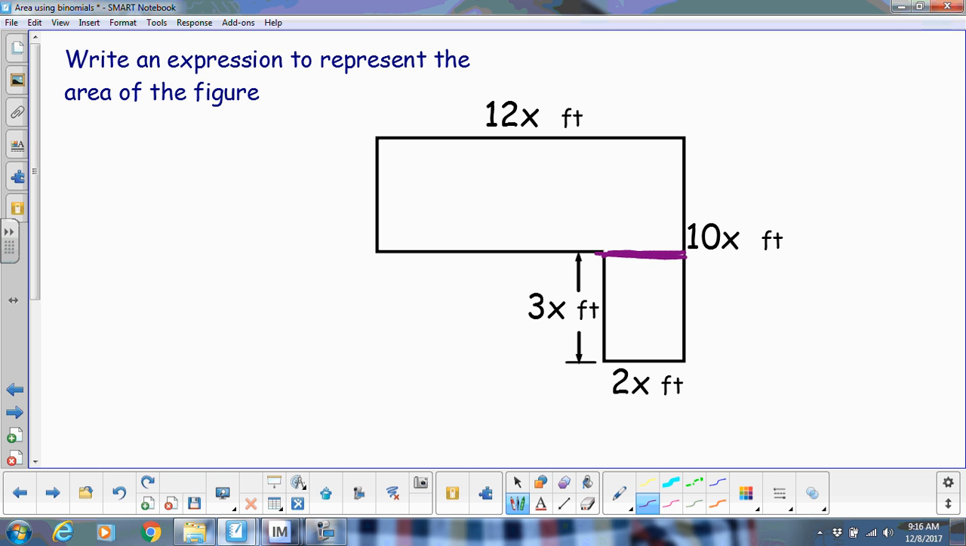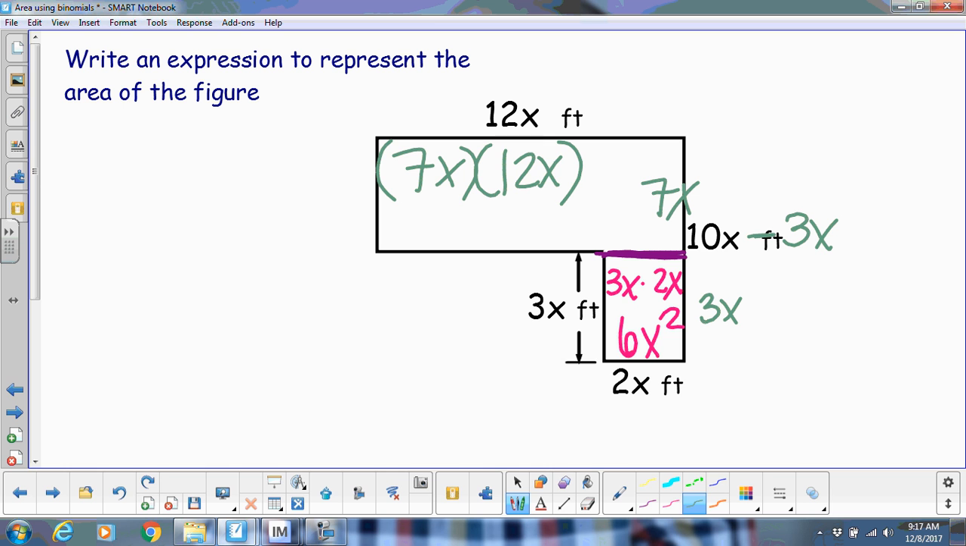Okay, this small area is going to be 3x times 2x. 6x squared. Good job, 6x squared. Is everybody with me there? 3x times 2x is 6x squared. Are we good? Okay. Now, instead of taking away a number this time, we're actually going to subtract 10x minus 3x, which gives us, so this side is 7x and this side is 12x.